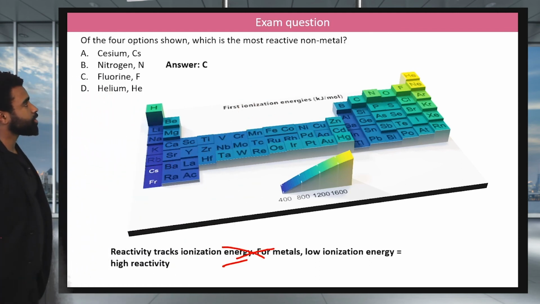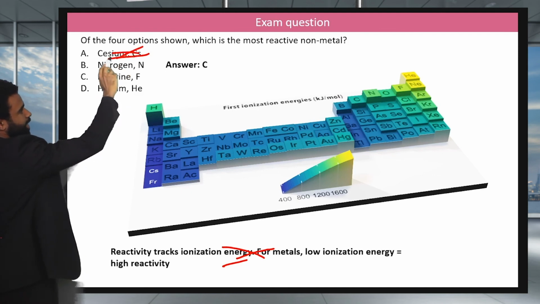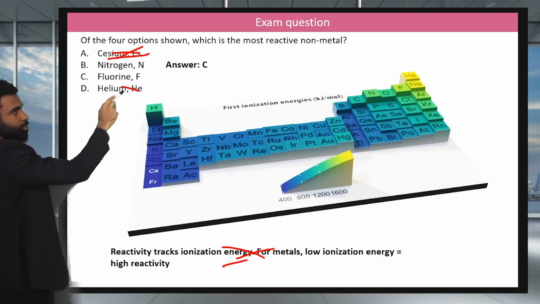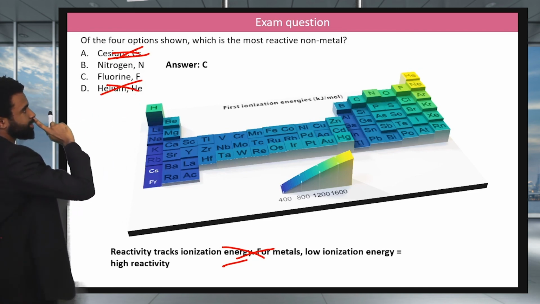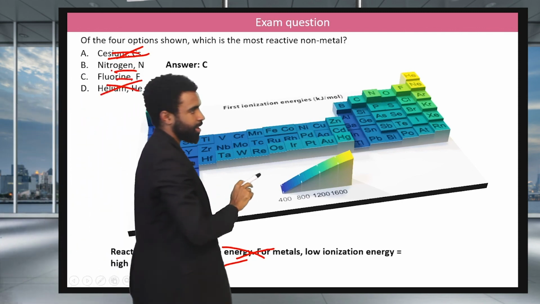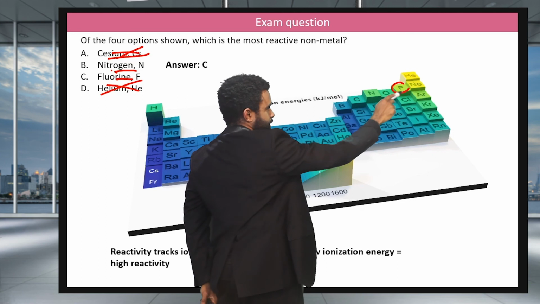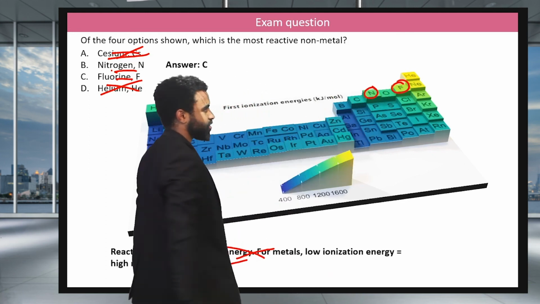The answer, of course, should be fluorine. So we can see fluorine is the most reactive of this set. Cesium is not a non-metal, so we can cross it out. Helium is a noble gas. It doesn't do any chemistry, therefore it can't be highly reactive, so we cross it out. So we have nitrogen and fluorine as our options, and we remember that reactivity for the non-metals increases diagonally like that. So fluorine is more reactive than nitrogen.